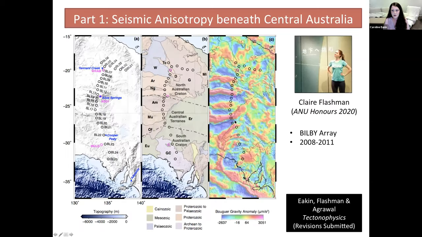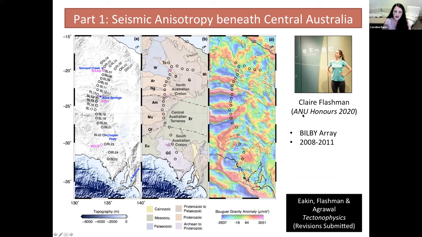So we decided to take a closer look. In the first part of the talk, I'm going to be sharing some results from a study beneath central Australia, looking at shear wave splitting along the BILBY array. We've just submitted the revisions to this, so we're hoping it's going to be published soon. This work was started by an honours student, Claire Flashman, who did her honours with me at ANU last year. I think I saw in the chat that she's actually on the call, so she might be able to answer some of the questions as well, if we have any.